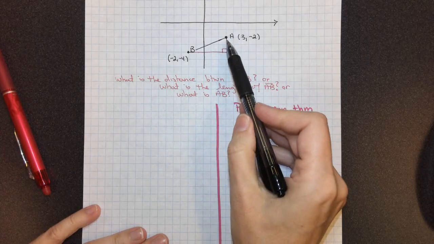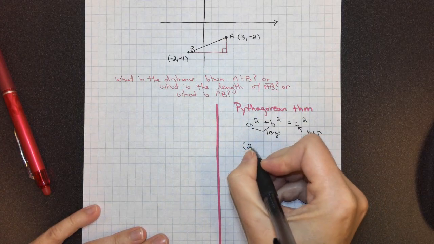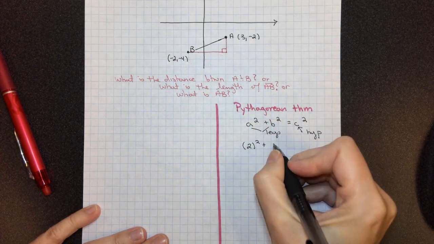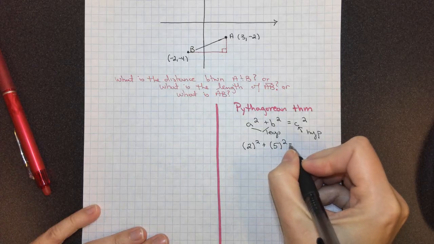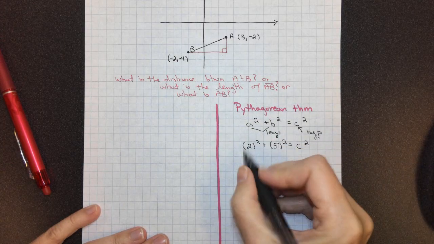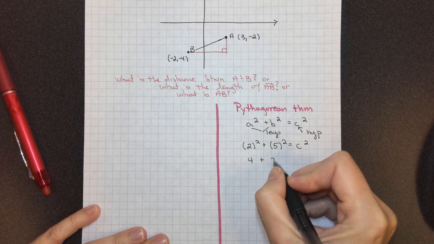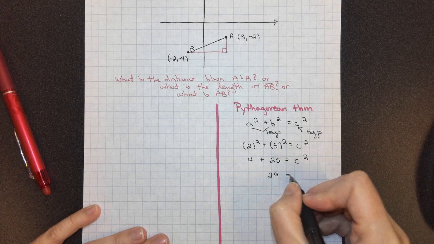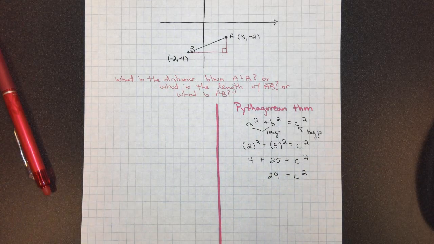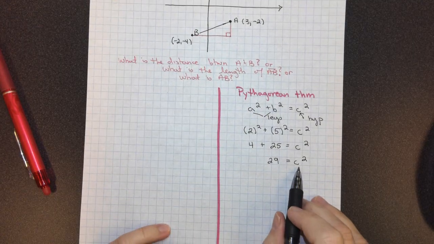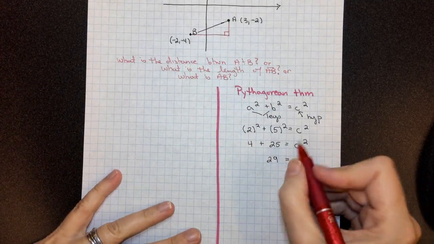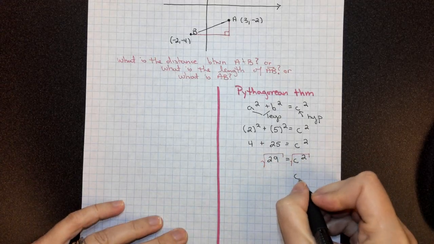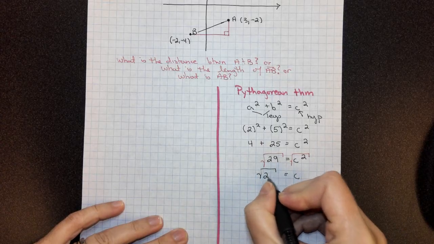So a is going to be 2, squared, plus b, which is 1, 2, 3, 4, 5. Then I have 5 squared equals c squared. This becomes 4 plus 25, which equals c squared. 29 equals c squared. C squared is not what I'm looking for. I'm looking for c. So to do that, I'm going to square root both sides. So I have c equals the square root of 29.